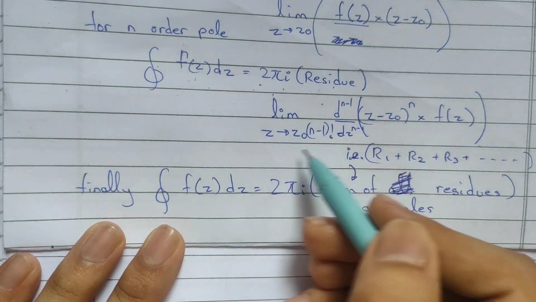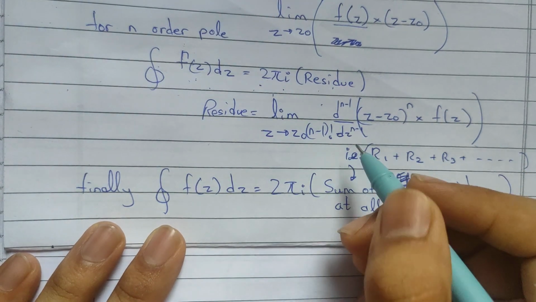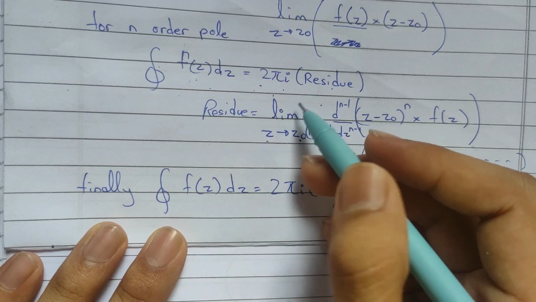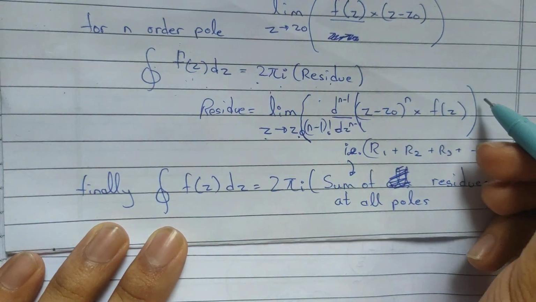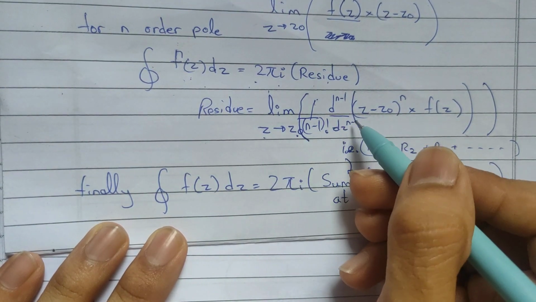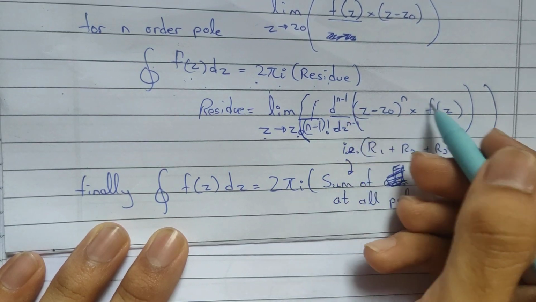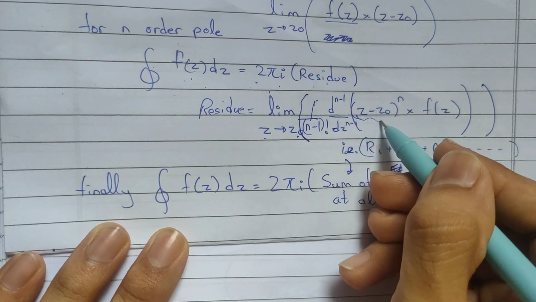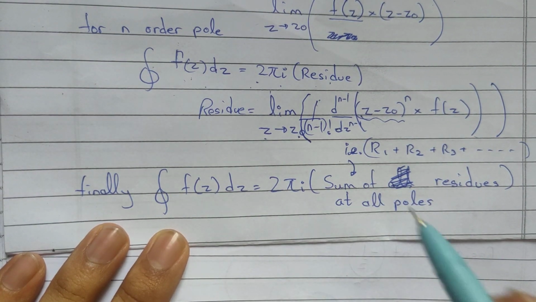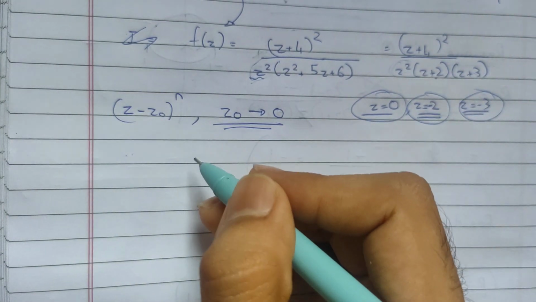For finding the residue at this particular point, we can do this: limit z tending to z naught of 1 upon (n minus 1) factorial into the (n minus 1)th derivative of that function multiplied with the same thing, the nth order pole factor.